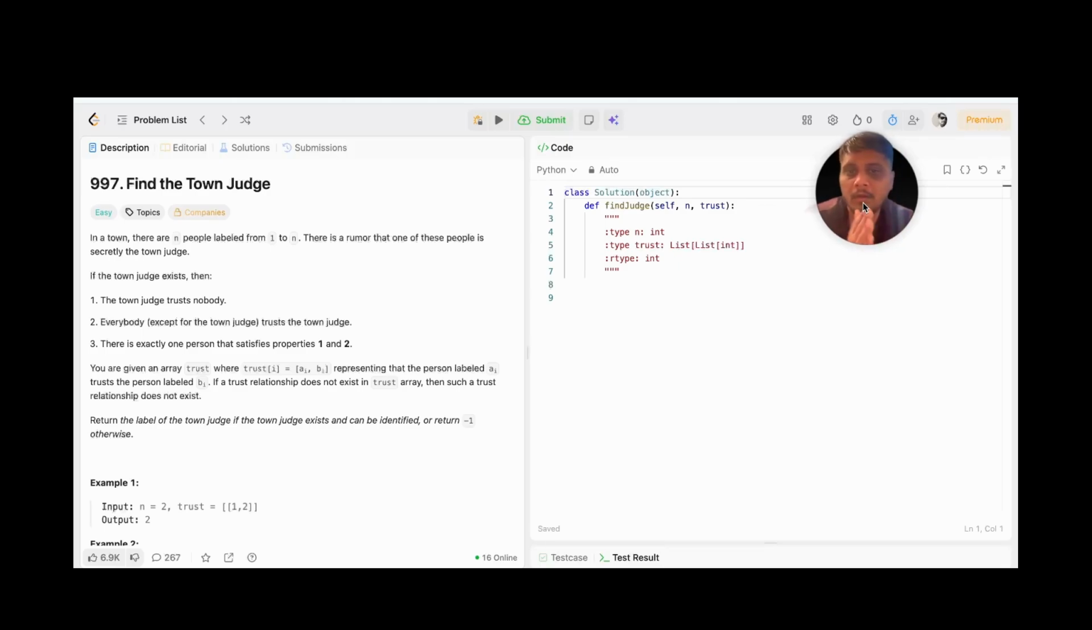If a trust relationship does not exist in the trust array, then such a trust relationship does not exist. Return the label of the town judge if the town judge exists and can be identified, or return -1. So you are just supposed to return that label or number, out of all the numbers which have been given to us, for that particular town judge. And if there is no such town judge, then you will return -1.